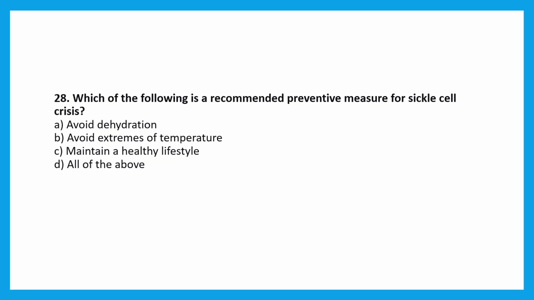And we know that preventing crisis involves avoiding triggers, right? What are these triggers? Dehydration and extreme temperatures can actually precipitate sickling. And so avoiding them along with general health maintenance is key. And therefore we are saying D is the best answer for question number 28. All these are recommended preventive measures for sickle cell crisis. All right.